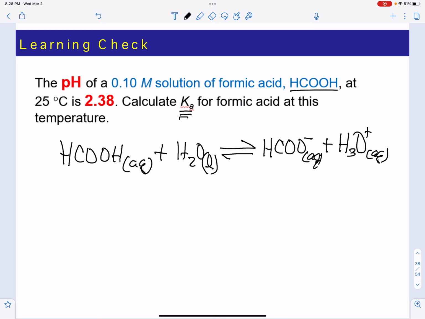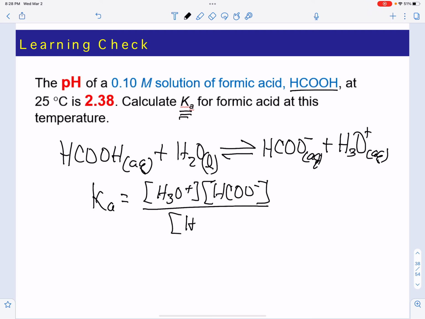So our K expression then is going to be Ka equals, and it's a balanced equation, the concentration of hydronium times the concentration of formate, the conjugate base of formic acid, over the formic acid. If we get those values, which are the concentrations at equilibrium, then we get our Ka. So what else does the problem tell us?